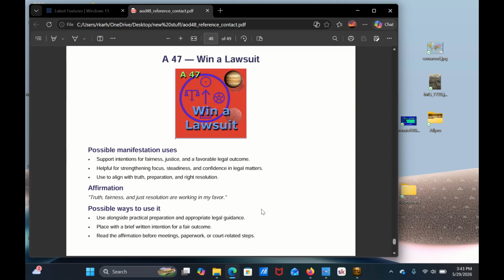Win a lawsuit. Support intentions for fairness, justice, and a favorable legal outcome. Helpful for strengthening focus, steadiness, and confidence in legal matters. Used to align with truth, preparation, and right resolution. Truth, fairness, and just resolution are working in my favor.